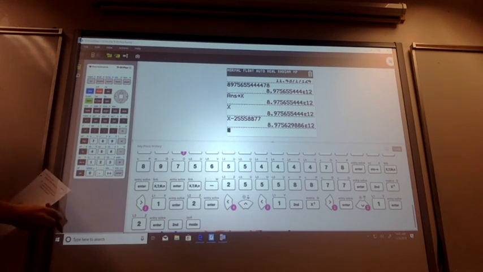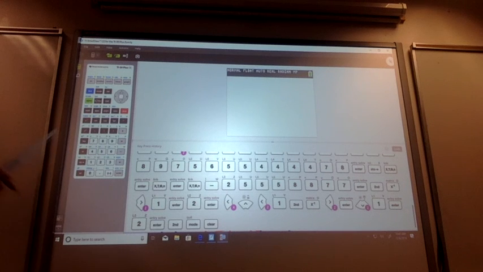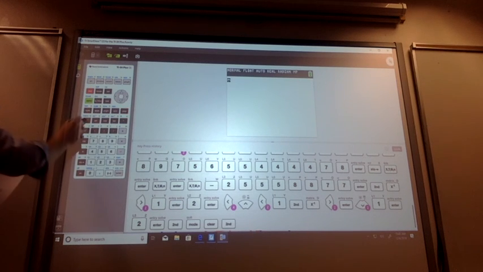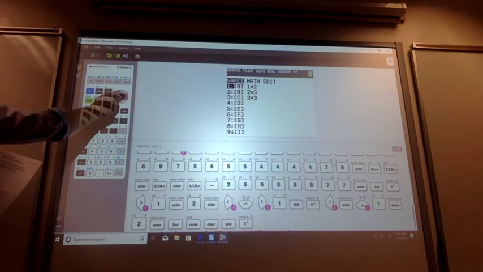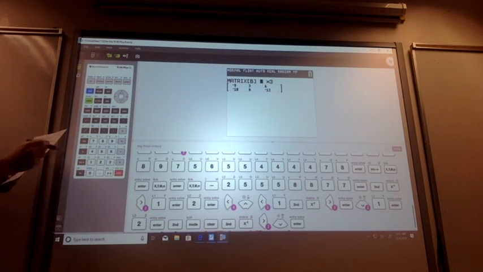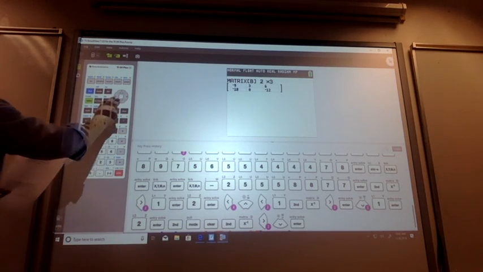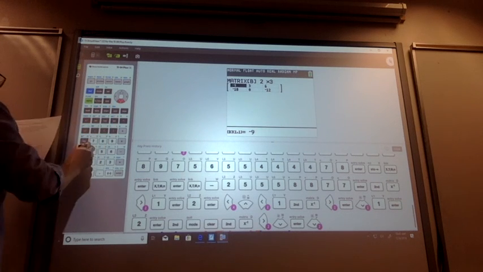Second mode. I'm just going to clear my screen because I don't need anything on there. My next one is going to be a 2 by 3. Agreed? So I'm going to go second matrix again and edit. Which one am I going to edit this time? B. B's already set up as a 2 by 3, but I need to change my values down here, so I'm going to arrow to it.